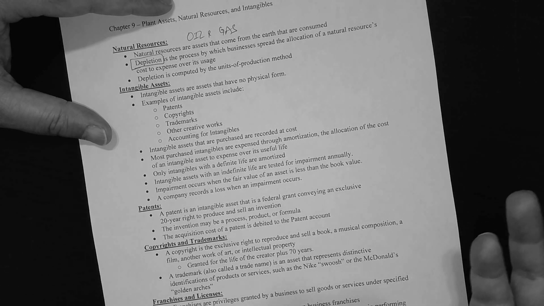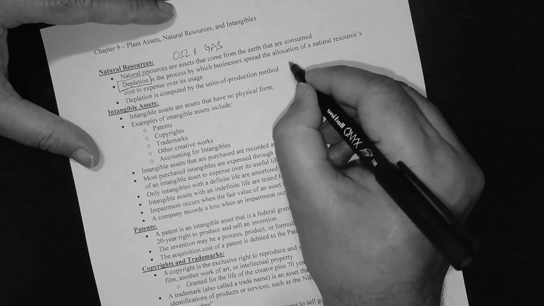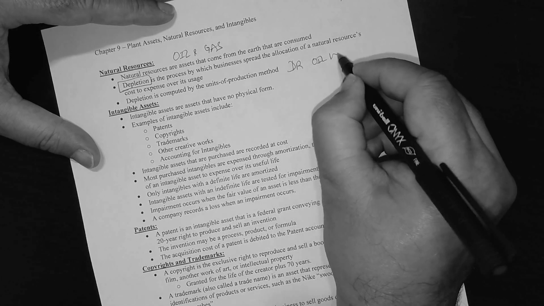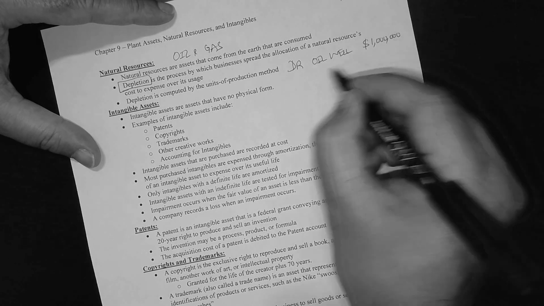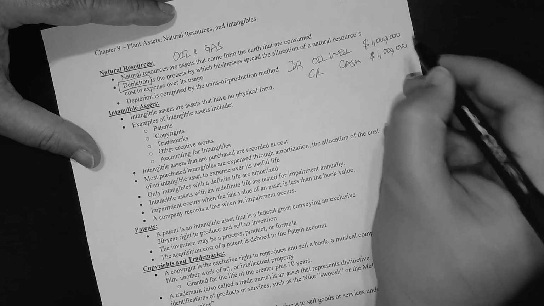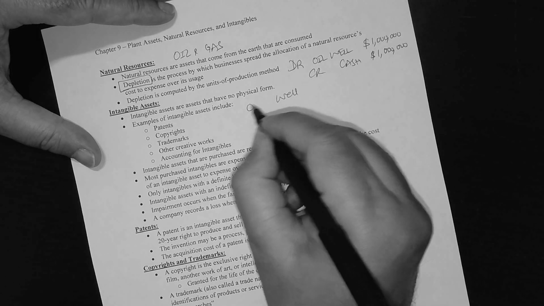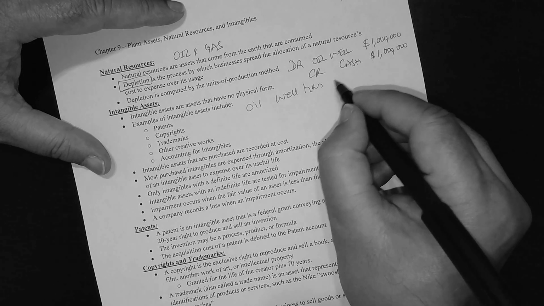So instead of using depreciation for the oil well, we use the term depletion. For example, you purchase an oil well for $1 million, and you pay cash, $1 million, and a geologist told you the oil well has say 100,000 barrels of oil.